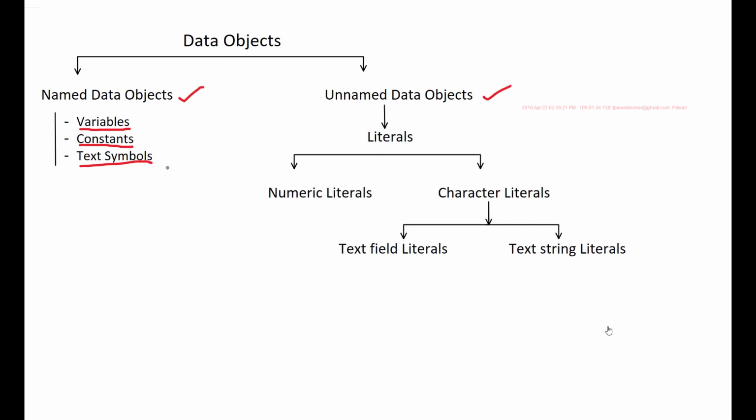We typically use these text symbols when we want to show some messages to the user. So when the program is running and you want to throw an error message or an informative message to the user, then we use text symbols for that. But in any case, if you want to maintain some static text, you can use text symbols. So these are the three different named data objects. Variables are defined using the data keyword. For constants, we use the constants keyword.